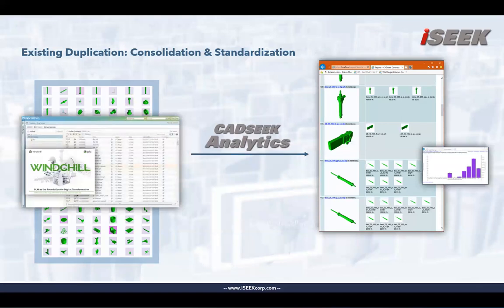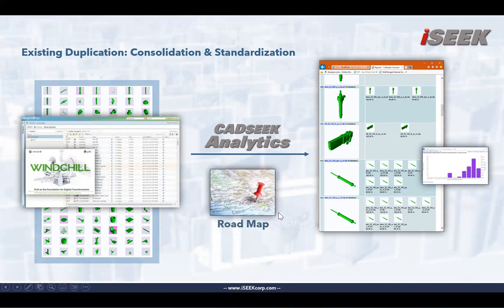A CAD Seek Analytics report is essentially a series of geometric searches at the user's desired level of similarity and with or without attribute filters for such characteristics as material, finish, or supplier. The reports are a roadmap to finding opportunities for part consolidation or standardization.